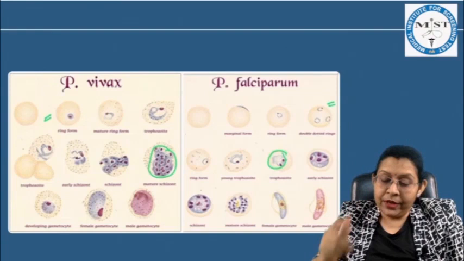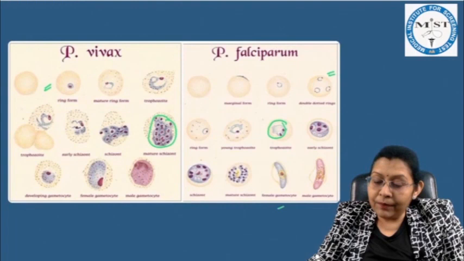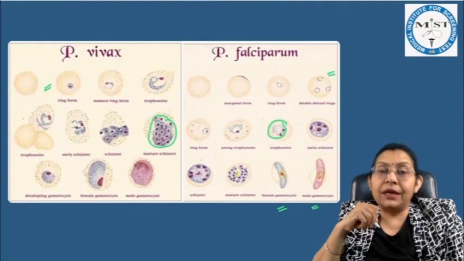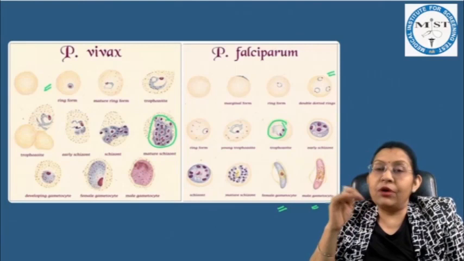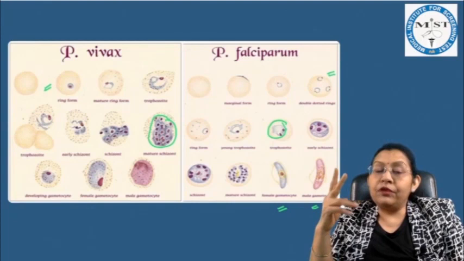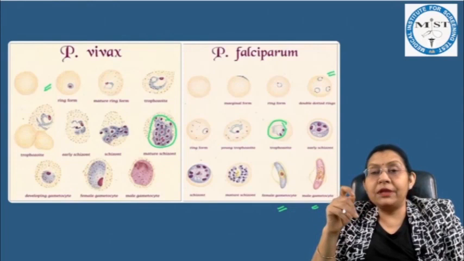And the most important is the gametes. Now, in the falciparum, the gametes are crescent-shaped or banana-shaped, while in vivax, they are round. So, by these features, we can differentiate whether it's a vivax infection or falciparum. And that's why we all know that we are preparing two types of slides for diagnosis of malaria. The one slide is a thick slide where we will be confirming that the malaria parasite is there. And we are preparing the thin slide then to see which malaria parasite is there.